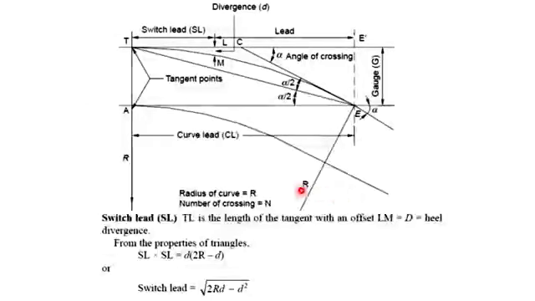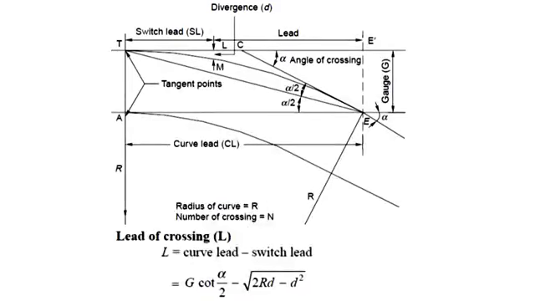Then you have the switch lead. To obtain the switch lead, you apply the property of triangles. So by this equation, you get switch lead is equal to square root of 2RD minus D square. Again, lead of crossing L is given by the difference of curve lead and switch lead. Curve lead is equal to G cot alpha by 2 minus switch lead, which is square root of 2RD minus D square.